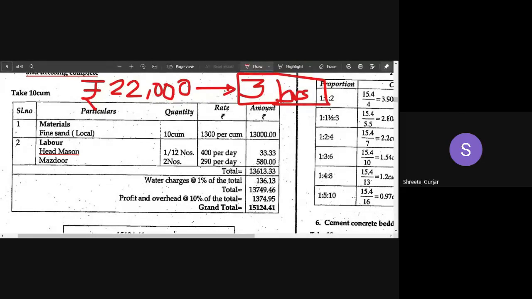Okay. So can you please convert this into per cubic meter? It is difficult, I know. Can you try to convert it? Let us check whether it is in this particular range or the rates have increased.